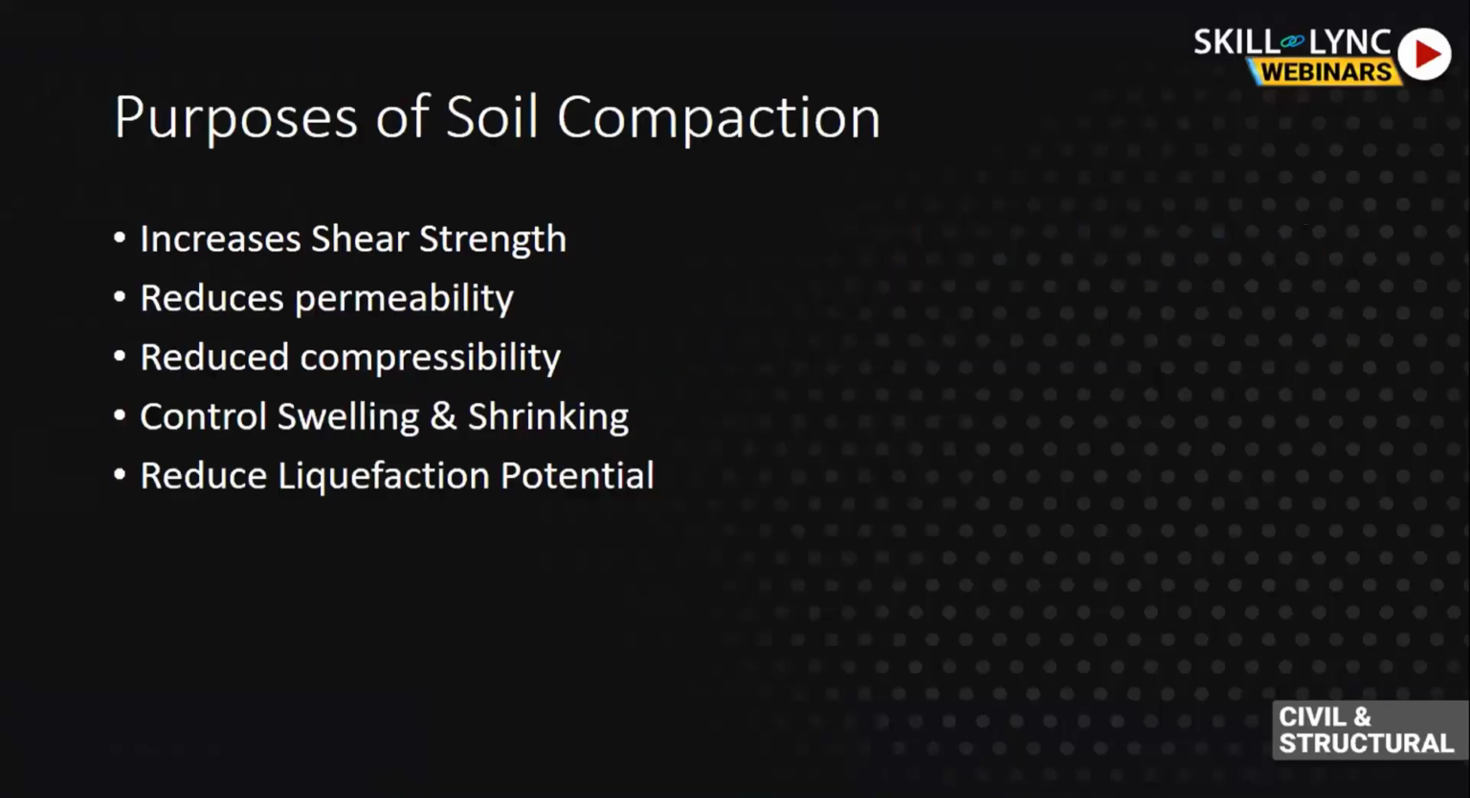Moving ahead, we should also know the purpose of soil compaction. Soil compaction is used to increase strength, reduce permeability, reduce compressibility, control swelling and shrinking, and reduce liquefaction potential. What does increased strength mean? It means larger loads can be applied to compacted soil since it is typically stronger. So, increased shear strength means increased bearing capacity, slope stability, and pavement system strength.